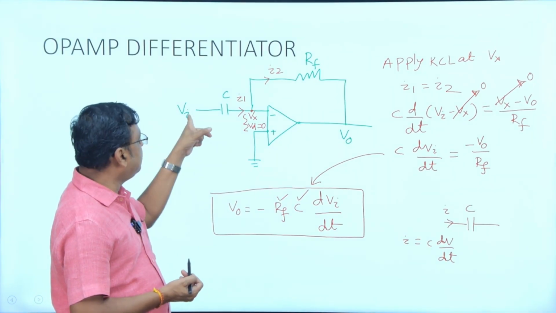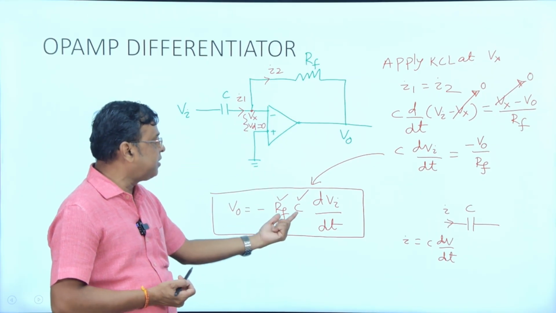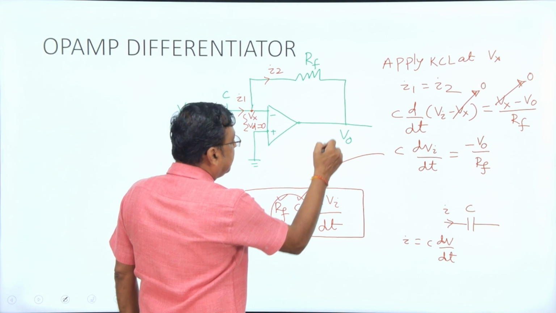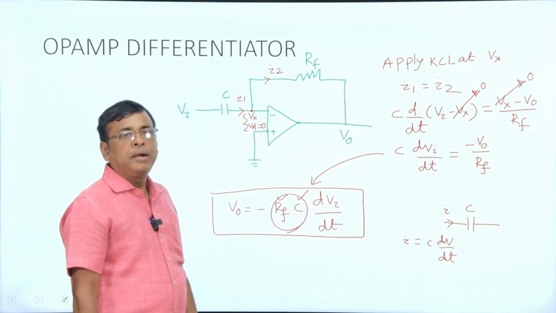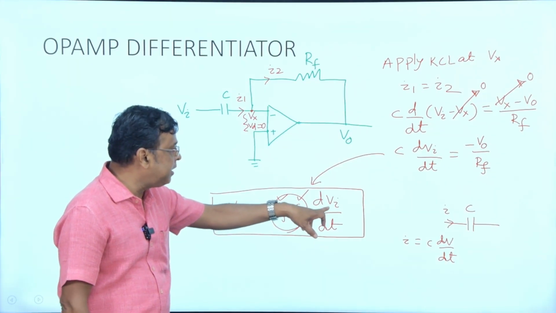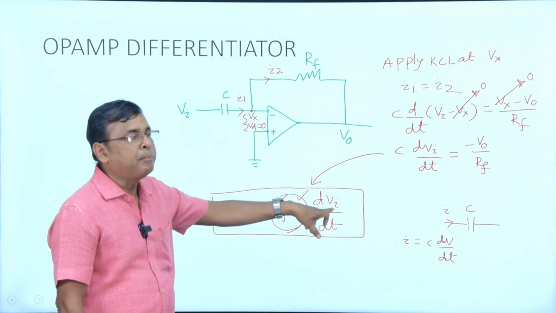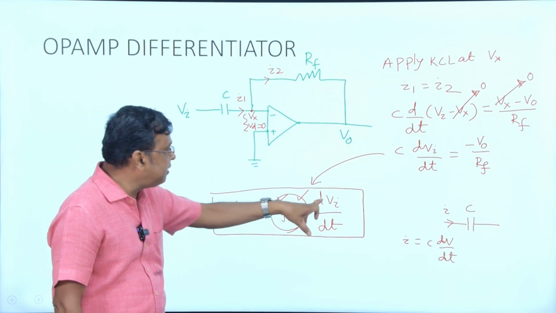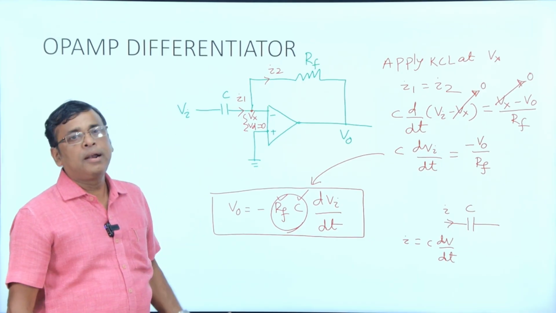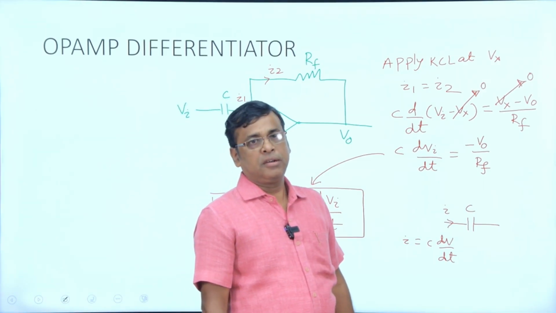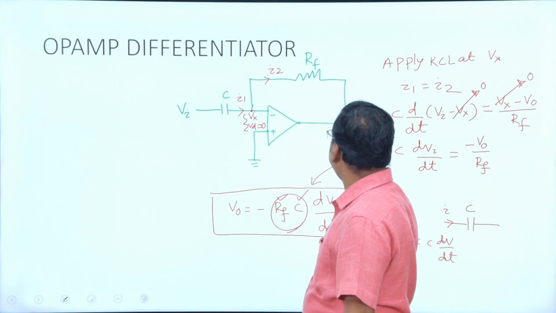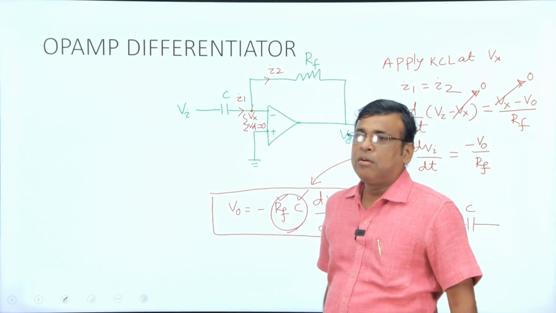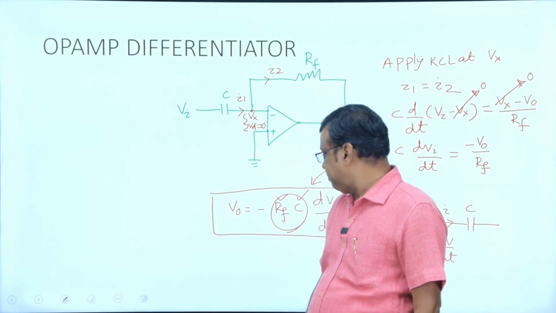So Vi is the input voltage. Rf into C are the constants, and d by dt of Vi. d by dt is nothing but differentiating Vi, your input voltage. Since the output voltage is the differentiation of the input voltage, we say that the op-amp is a differentiator.